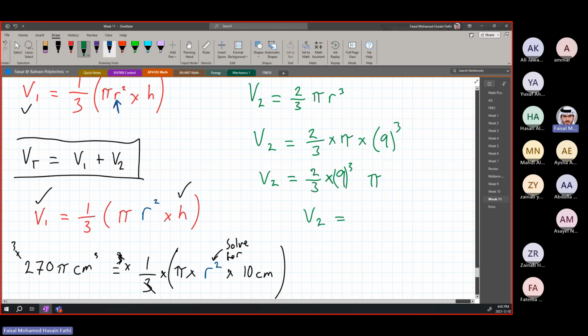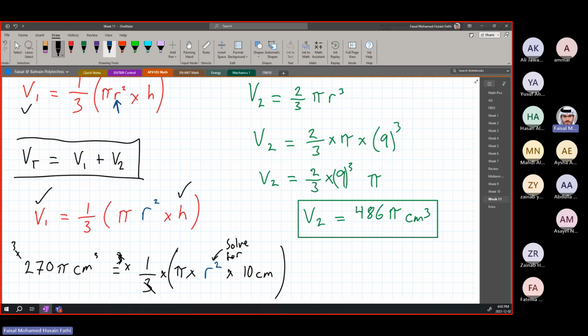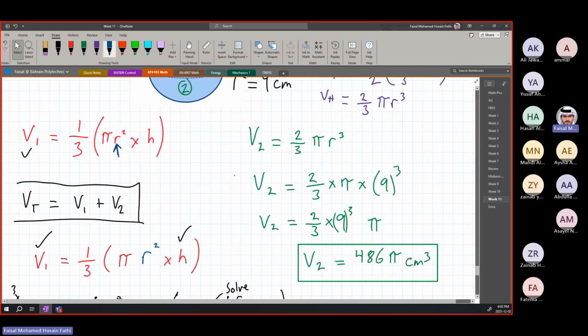So V2 is equal to, just put this in the calculator, 9 cubed times 2 divided by 3, which is 486 pi, and this is centimeters cubed. Okay, now we found that we have our V1, we have our V2. What do we need to do? We just find the V total.